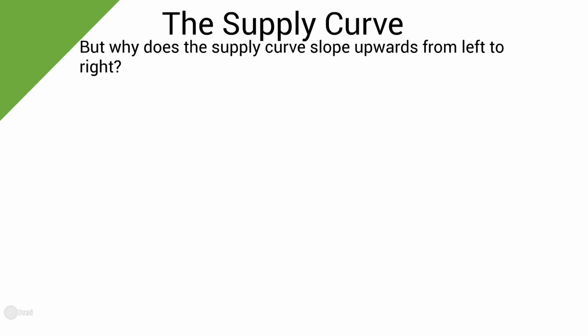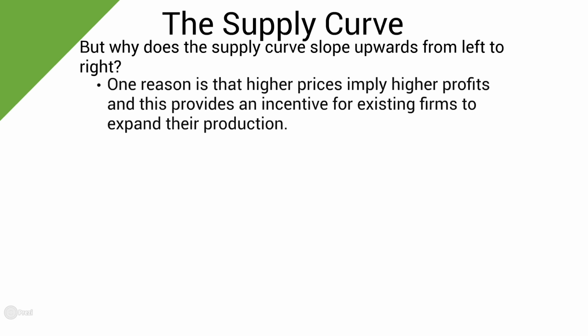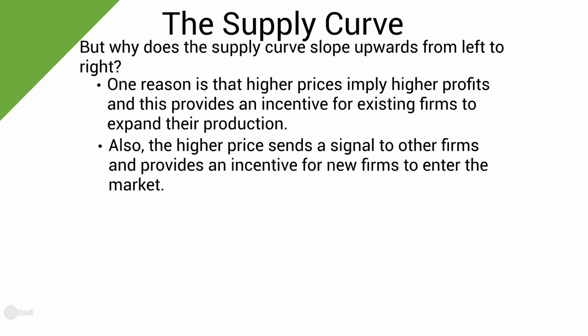But why does the supply curve slope upwards from left to right? One reason is that higher prices imply higher profits, and this provides an incentive for existing firms to expand their production. Also, higher prices send a signal to other firms and provide an incentive for new firms to enter into this market. As new firms enter into the market, more goods and services are produced.